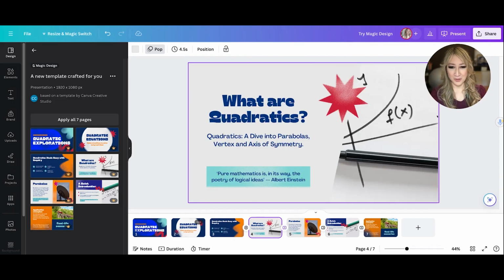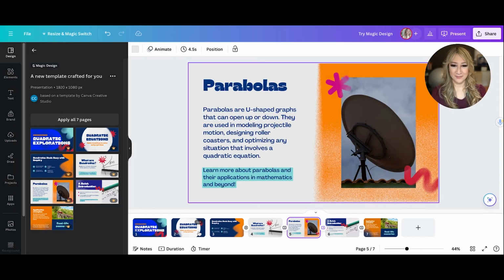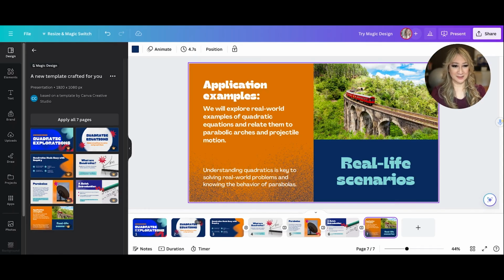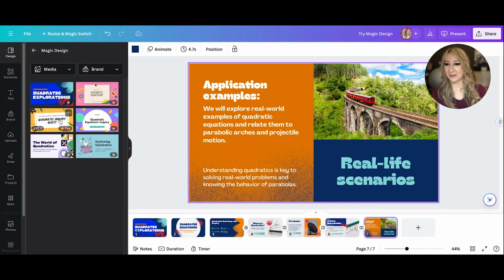Now, the next one, what are quadratics? A dive into parabolas, vertex, and axis of symmetry. This is actually really good. This is exactly how I would start off. And then there is your quick introduction and some examples. Beautiful. Let's have a look at some of the other AI generated ones.